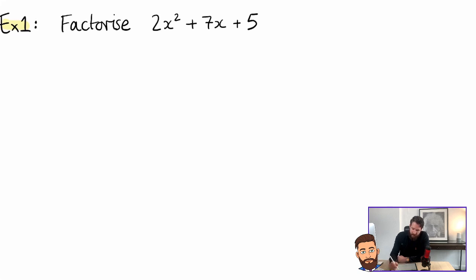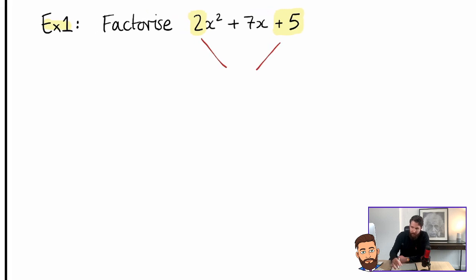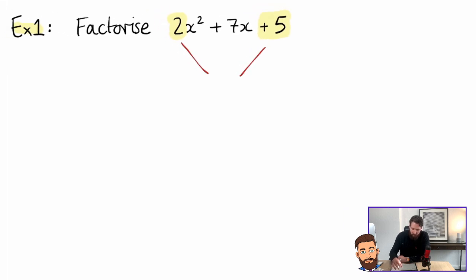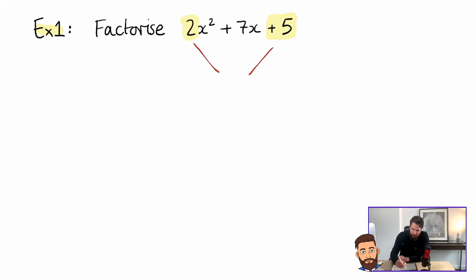is you take a, which in this case is 2, you take c, which in this case is 5, and the first thing we're going to do is multiply them together. We're going to multiply a and c together. Well, what is a times c? In this case, it is 2 multiplied by plus 5, which gives me 10. So 2 times 5 is 10. Now we use an element of the method from last lesson, where we're going to list the factors of 10.